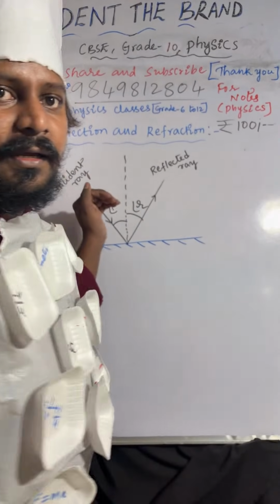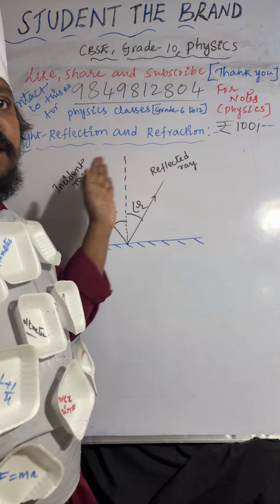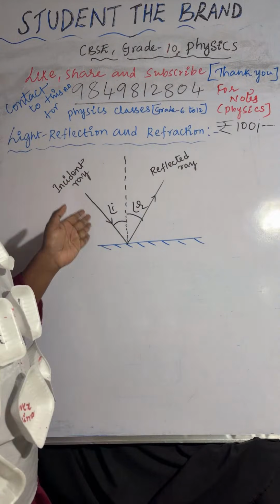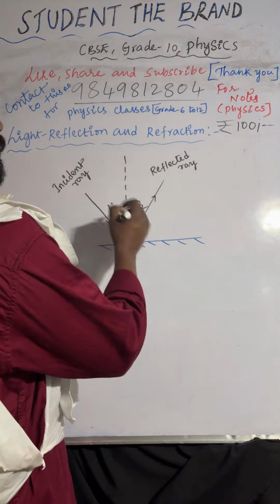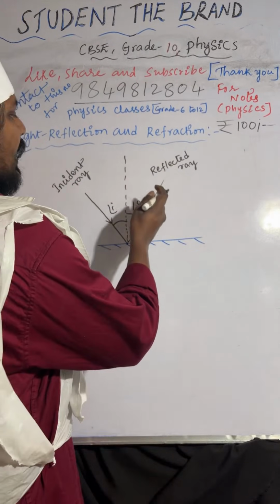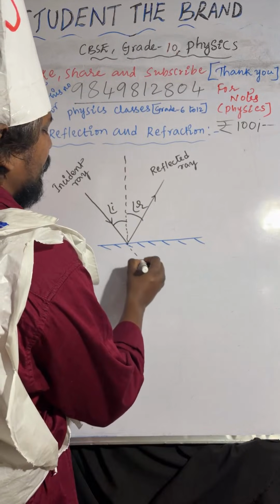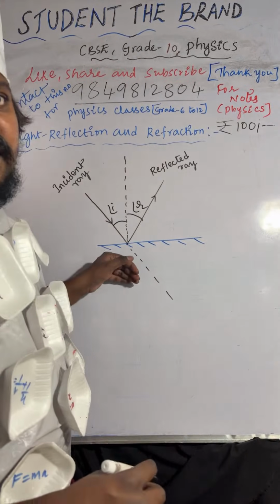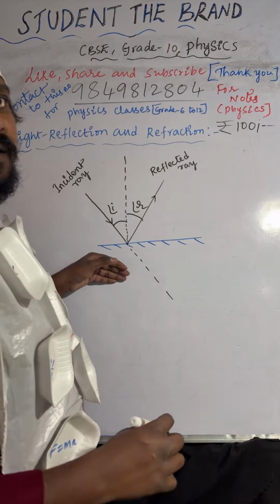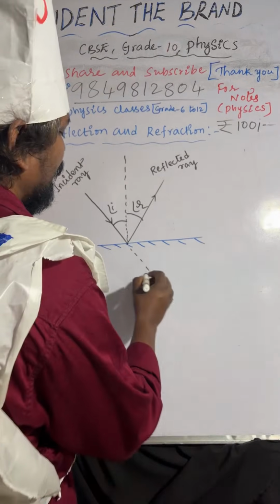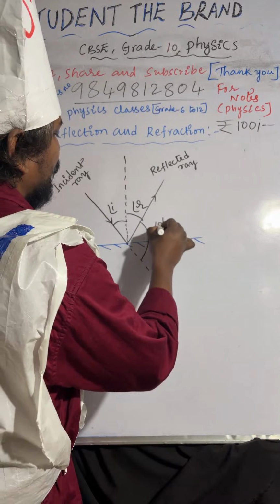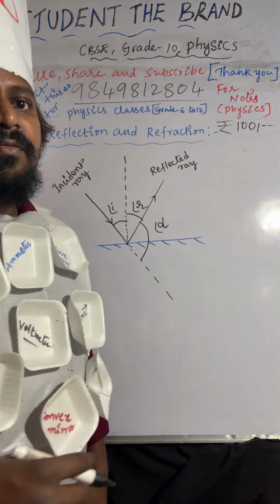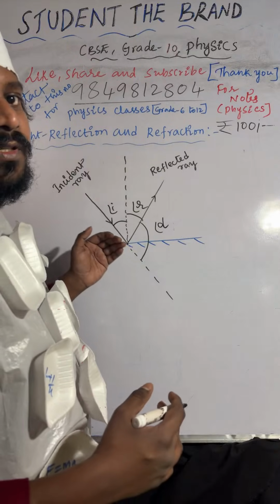So here you can see incident ray, reflected ray, normal line. The angle between the incident ray and the normal line is called the angle of incidence. The angle between the reflected ray and the normal line is called the angle of reflection. And this is the undeviated line. The angle between the reflected ray and the undeviated line is called the angle of deviation.